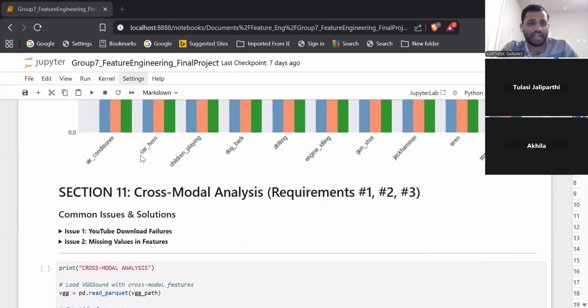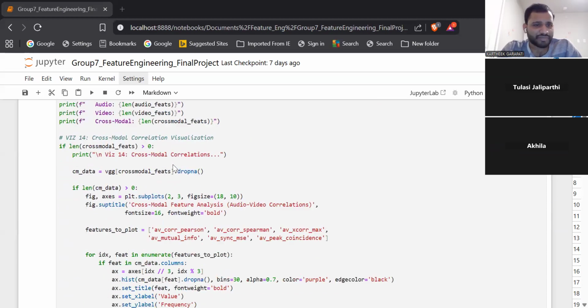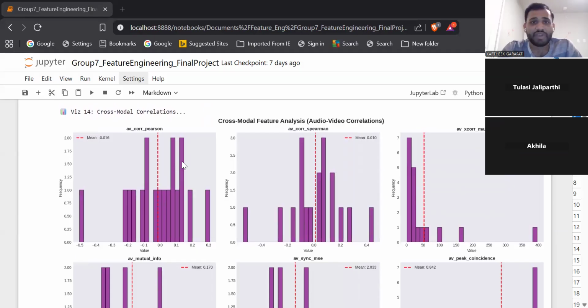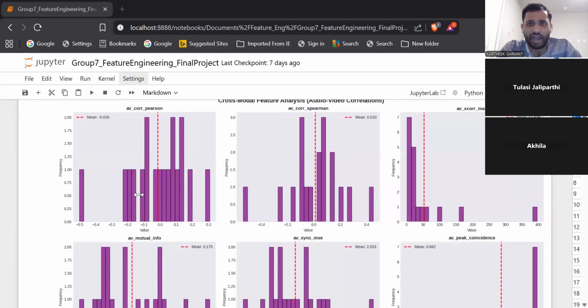Coming to the next section, section 11, there is a cross-modal analysis. In this section, we look at cross-modal features with visualizations, made using histograms. Pearson correlation peaks at 0.3 to 0.5, showing moderate synchronization, up to 0.7 in musical performance. Cross-correlation maximum ranges from 5 to 20, most around 10.